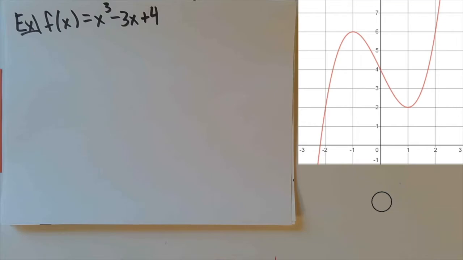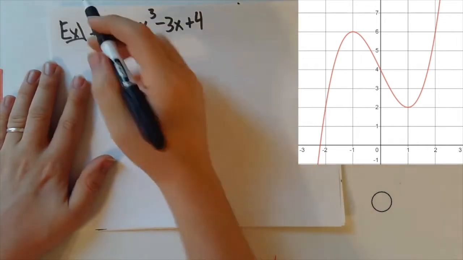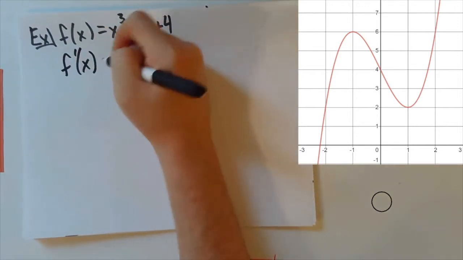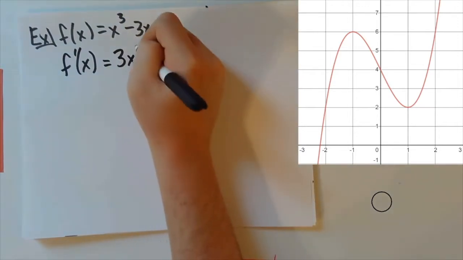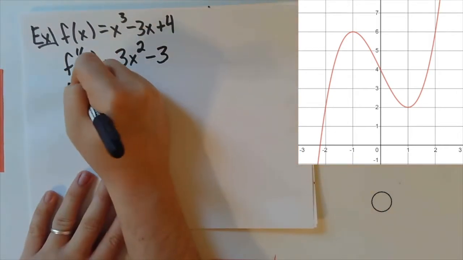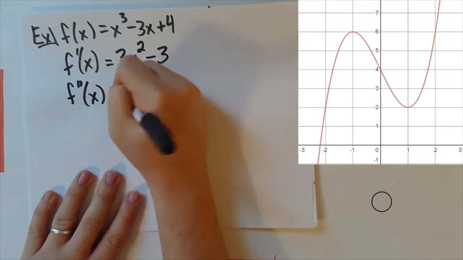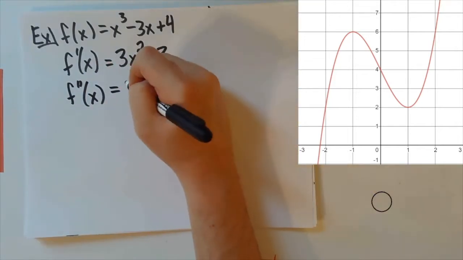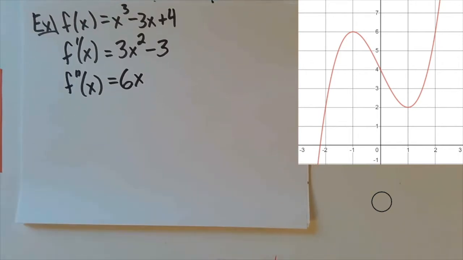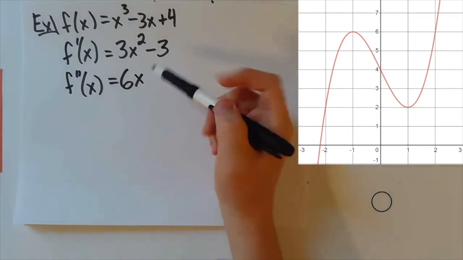Okay, so as indicated, we definitely need the second derivative. So let's calculate the second derivative of this first. So that's 3x squared minus 3. That's the first derivative. And this 6x, that's the second derivative. Okay, so we can look at this.